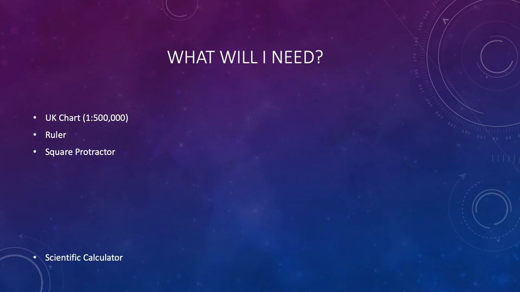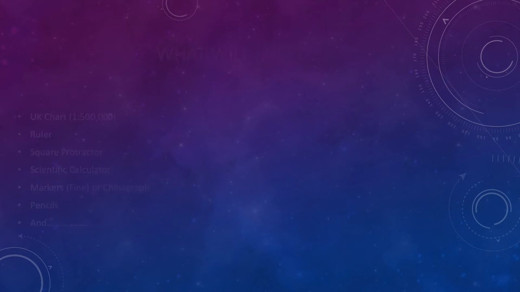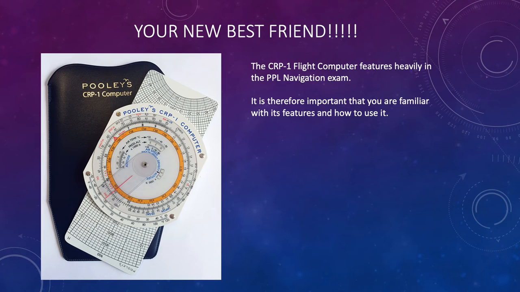So what are you going to need for this slideshow or to do some navigation? We need a UK chart, 1 in 500,000, a half mil scale. We need a ruler with an appropriate scale on it to measure nautical miles, a square protractor for measuring degrees and headings, a scientific calculator, markers, so permanent fine tip markers for drawing on our chart, pencils, and lastly, the most important thing, the CRP1 computer.